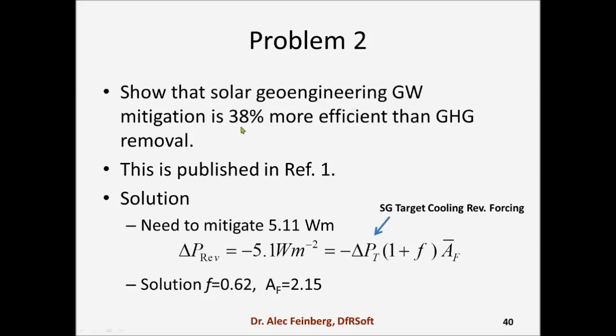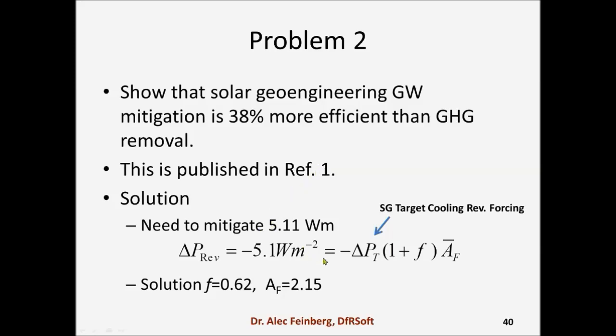We're going to talk about solar geoengineering. What is solar geoengineering? When we reflect the incoming solar energy away from the planet, there's less heating that would occur from solar absorption. That's basically solar geoengineering. We want to try to cool the planet by reflecting some of the sunlight away. Now, we want to show that that's 38% more efficient than removing greenhouse gas when you're trying to mitigate global warming. This is published in reference 1.